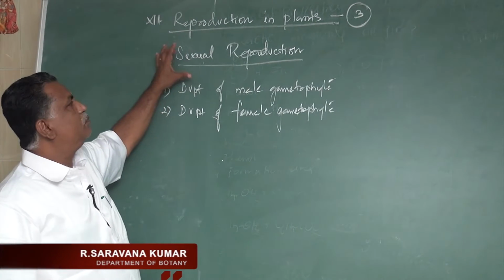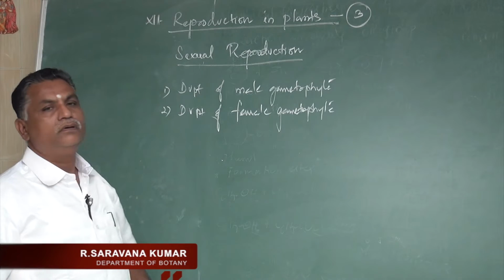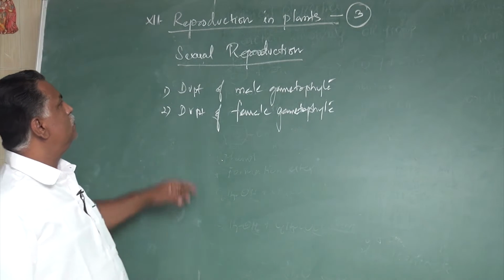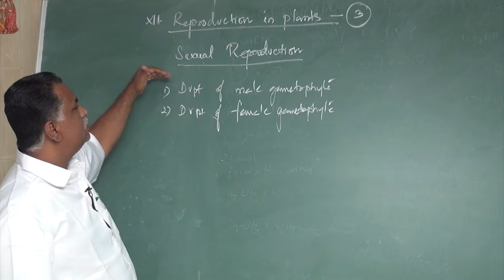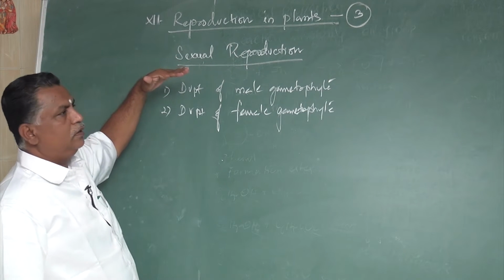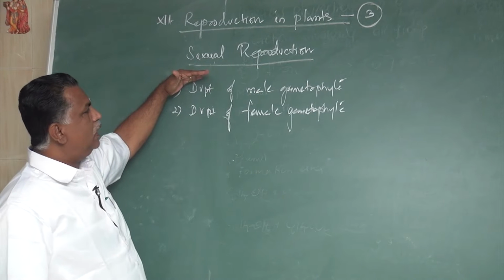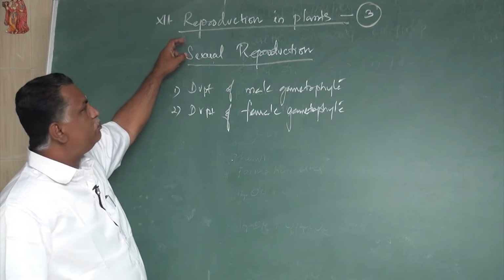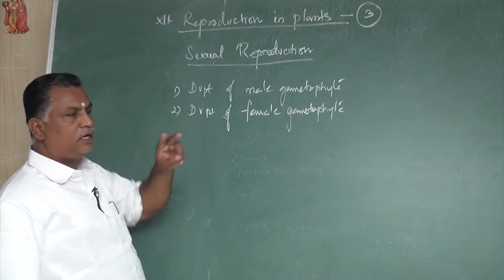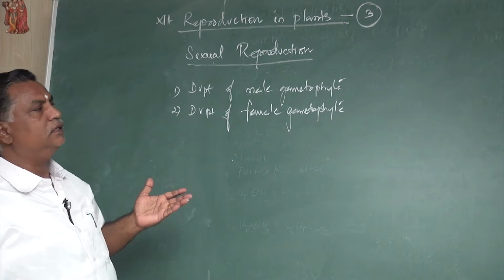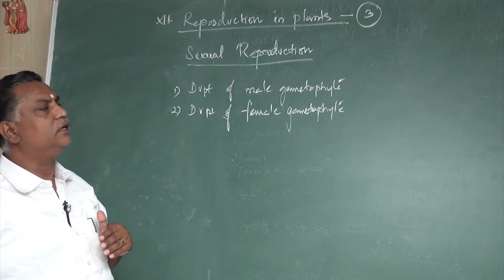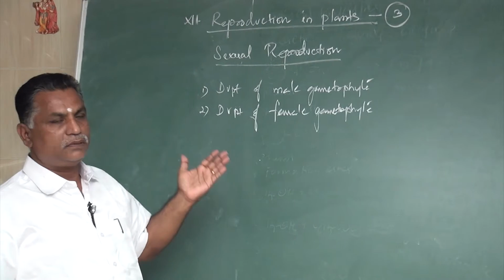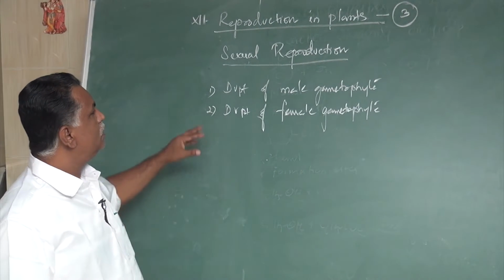So in the previous classes, we have been discussing the topics, namely asexual reproduction and the part in the sexual reproduction. See, in the reproduction of plants in angiosperms, there are two types. One is the asexual method and another is the sexual method of reproduction. In the asexual method of reproduction, we explained the vegetative propagation and the production of sexual forms.